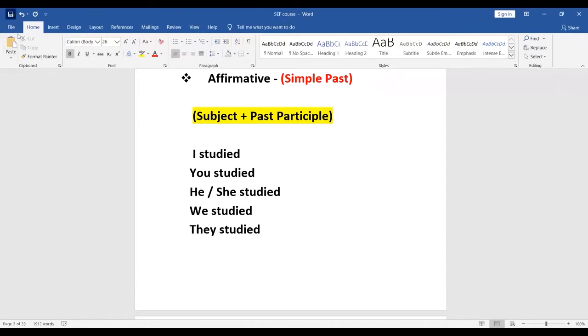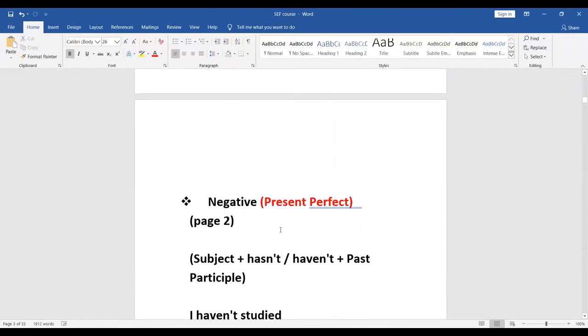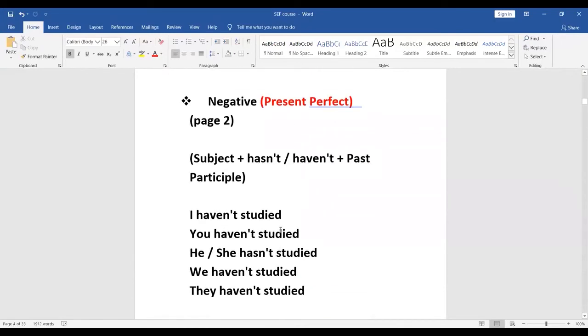Okay, now that you've understood how the formula works, let's take a look at the negative sentences of the present perfect. The formula is subject plus hasn't, which is the contraction of has and not, or haven't, which is the contraction of have and not, plus the past participle.